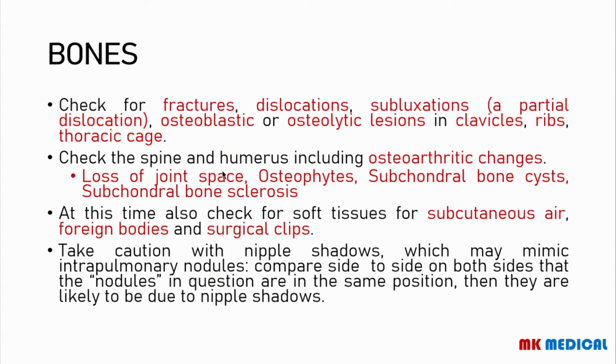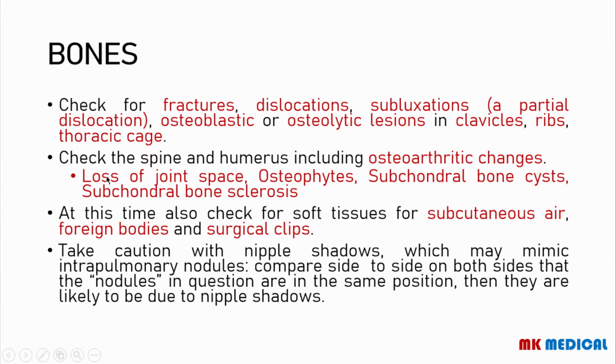Then what are we going to be checking for as pathologies of the bone? You're going to be checking for the presence of fractures, dislocations, and partial dislocations or subluxations. You may check for osteoblastic and osteolytic lesions, especially in the ribs, in the clavicles, as well as the thoracic cage in general. We can also check for changes in the spine and the humerus that may lead to osteoarthritic changes. Remember the mnemonic LOSS.